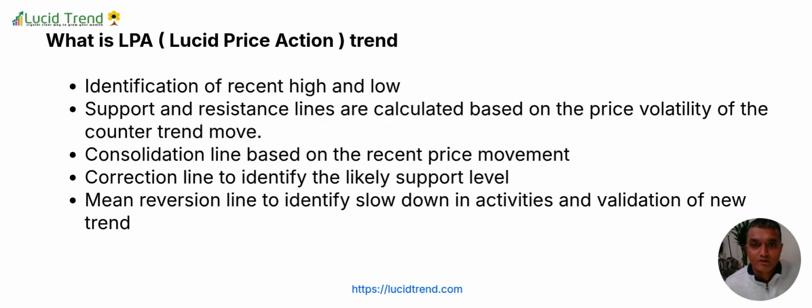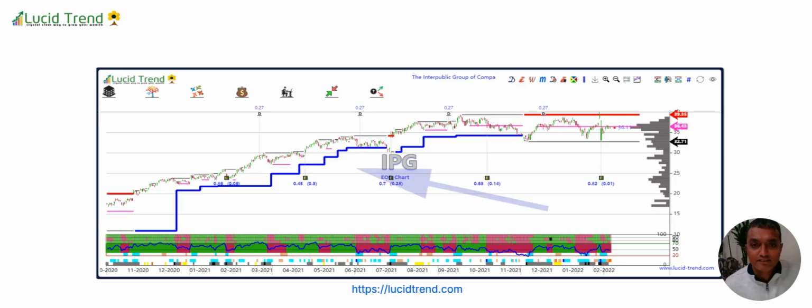In this segment, we will learn about Lucid Price Action, also known as LPA. It is an evidence-based system which identifies the recent high and recent low. Support and resistance lines are calculated based on the price volatility of the counter-trend move. Let's examine the chart with LPA trend.